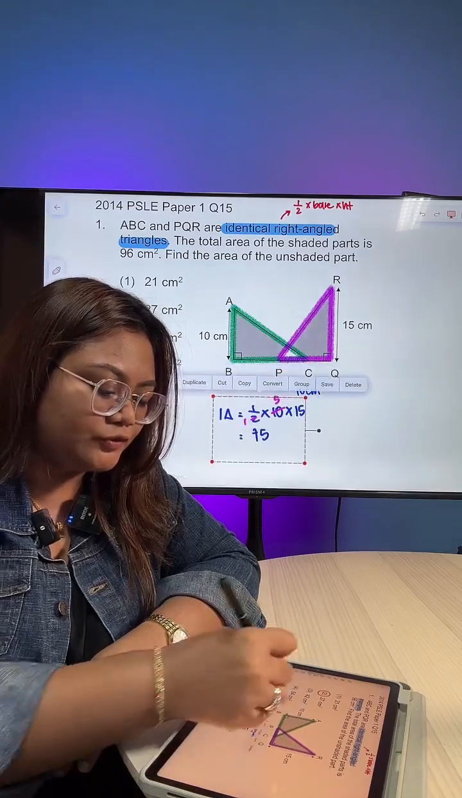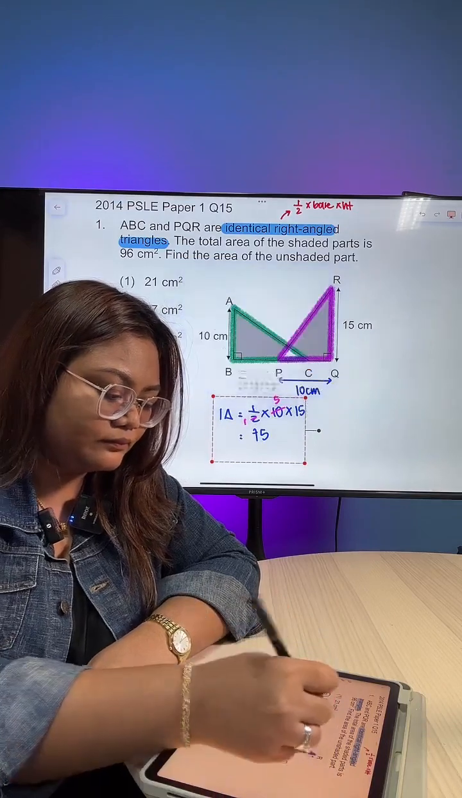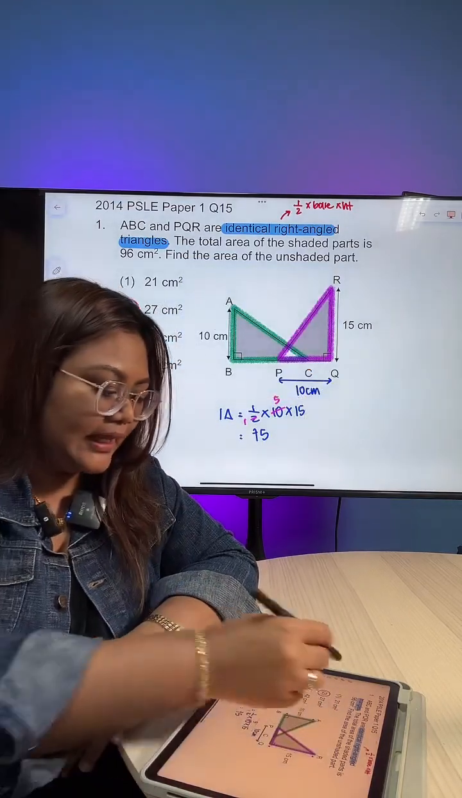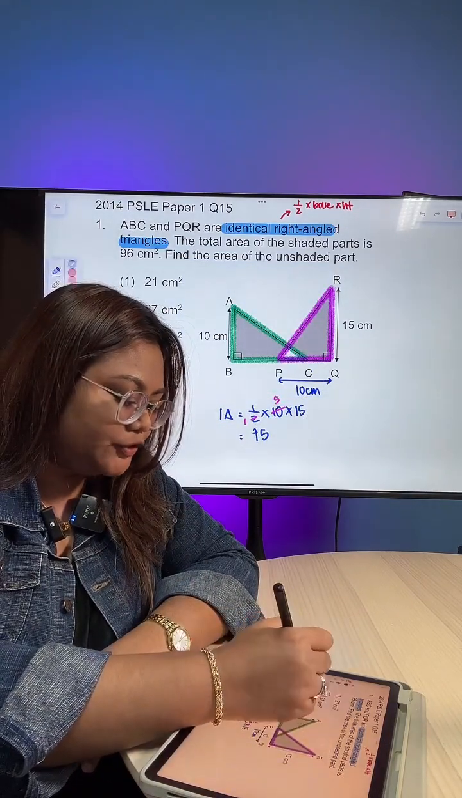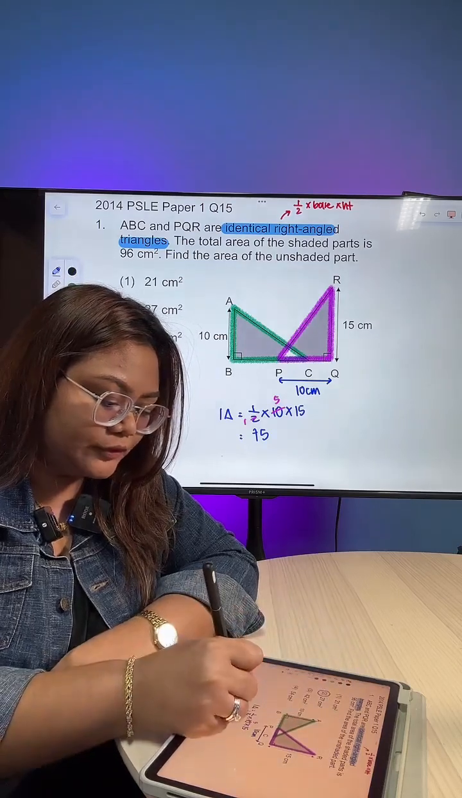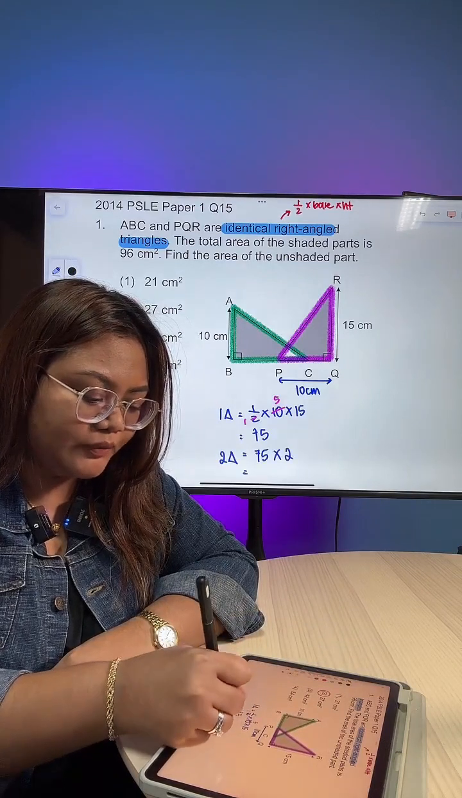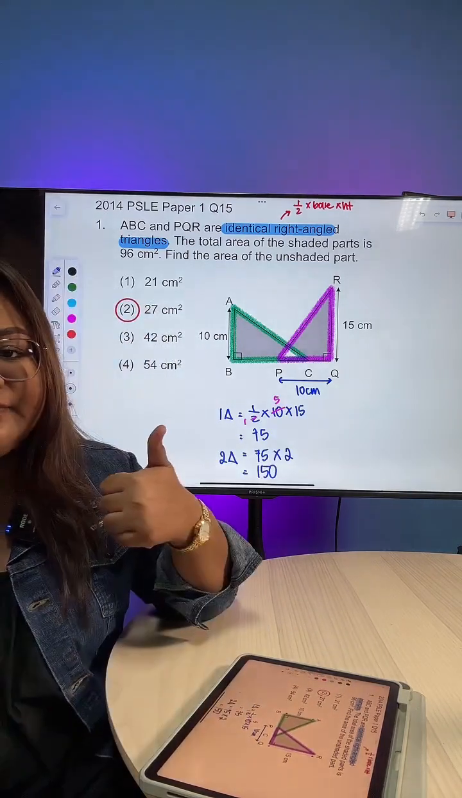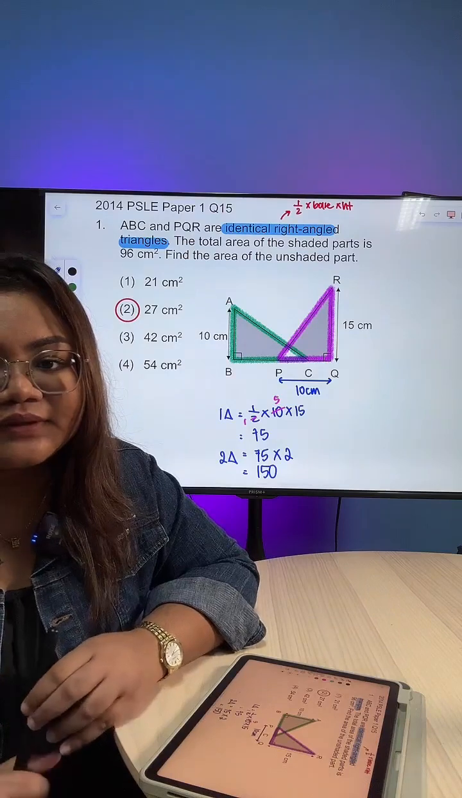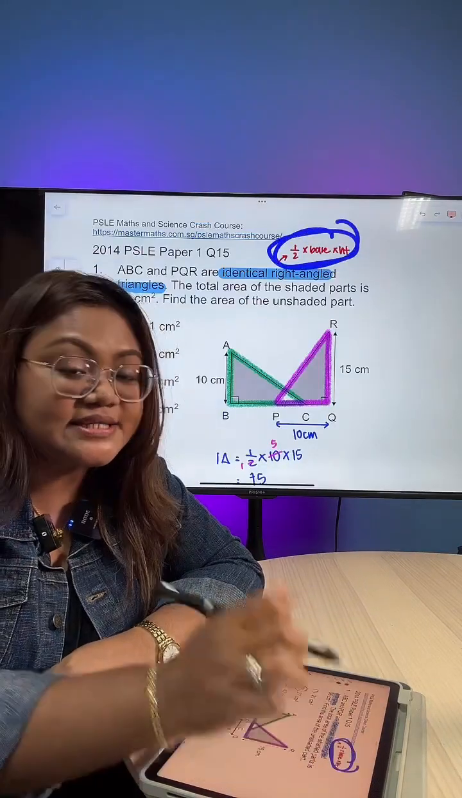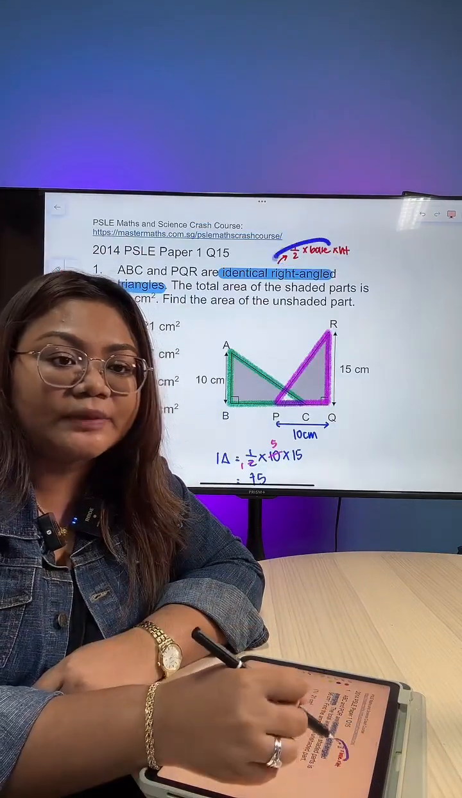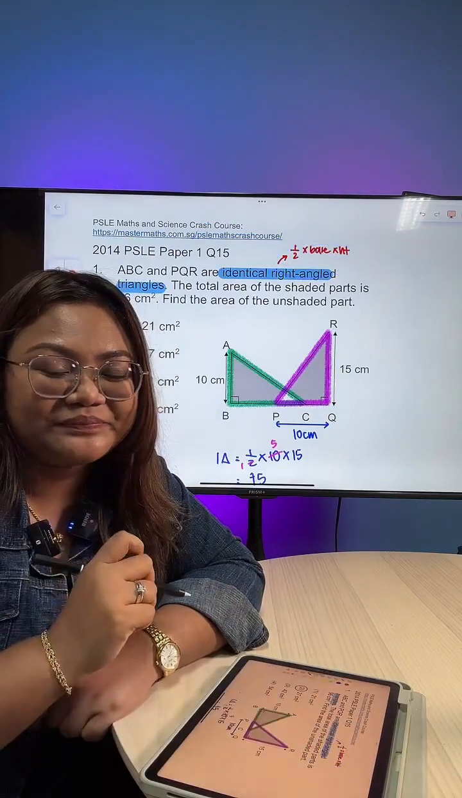Now, because I have 2 of these triangles, I will then multiply this by 2. Okay, so 2 triangles would be 75 times 2 to give me 150. Okay? Memorize. The exams won't give you this formula. You got to memorize it, all right?